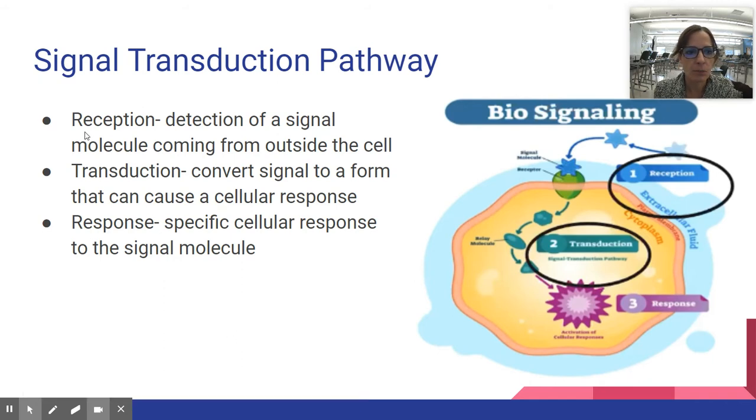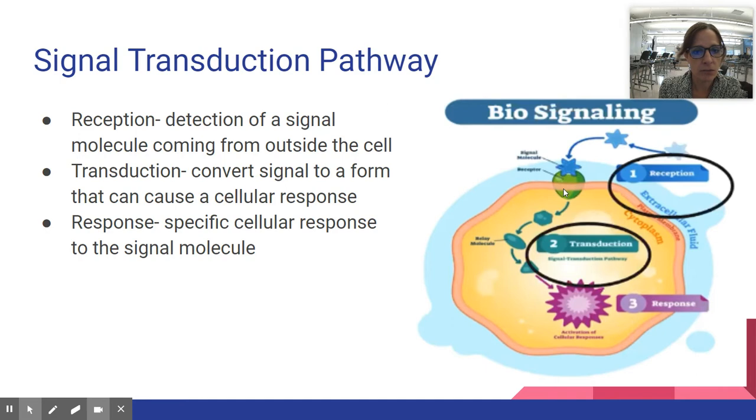So the signal transduction pathway has three different parts. The first part is reception, where the receptor is going to detect a signal coming from outside of the cell. So that's right here. Here's your little signaling molecule, and here's your receptor. And remember, those two are specific. So a receptor has a shape like the active site of an enzyme, and your signaling molecule is a specific shape that fits that.